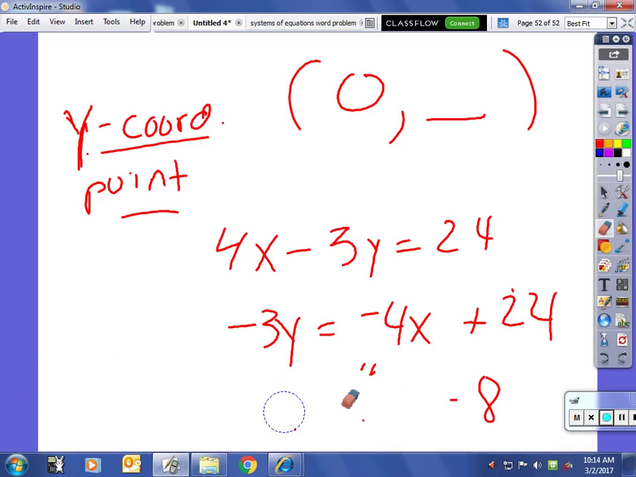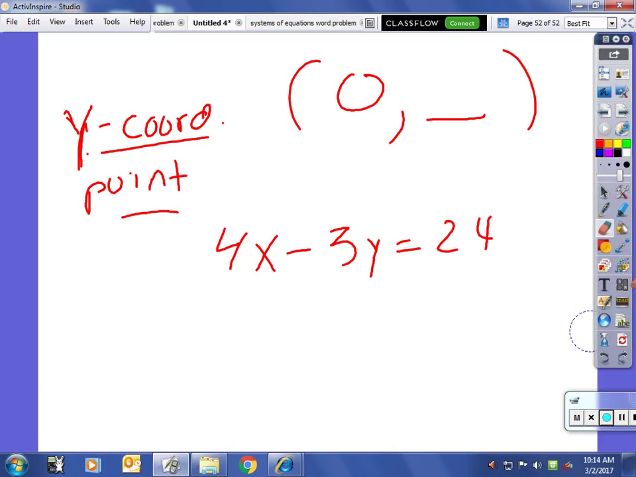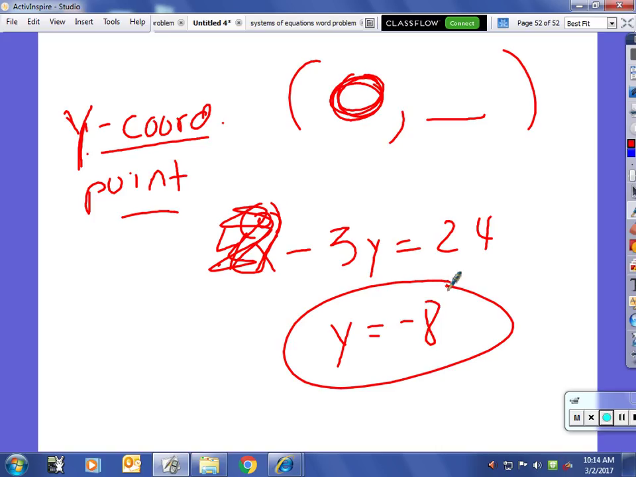Here's another thing you could have done, folks. Please watch, which I think this way is easier. Y-intercepts happen when x is 0. Put a 0 in here. What's 4 times 0? It's like this disappears completely and you have a simple little equation. Negative 3y equals 24. Divide by negative 3 and look what you get. That goes so much faster to me.